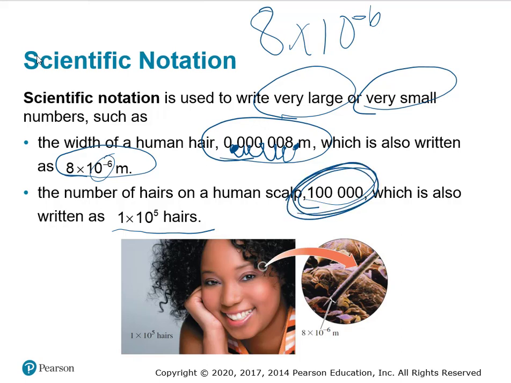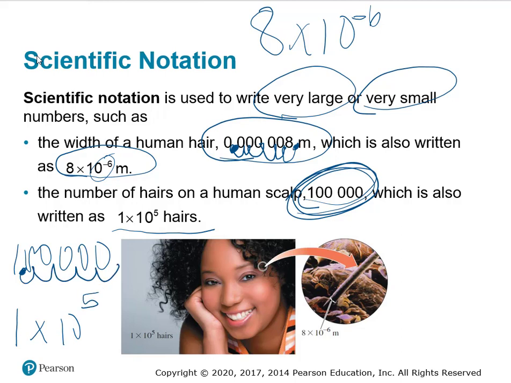And the human scalp is 100,000, so to put a new decimal point, I would need to put my decimal point right here and say that that's 1, a number between 1 and 10, times 10 to the, it needs to go 1, 2, 3, 4, 5 spots to the right, which is a positive 5.